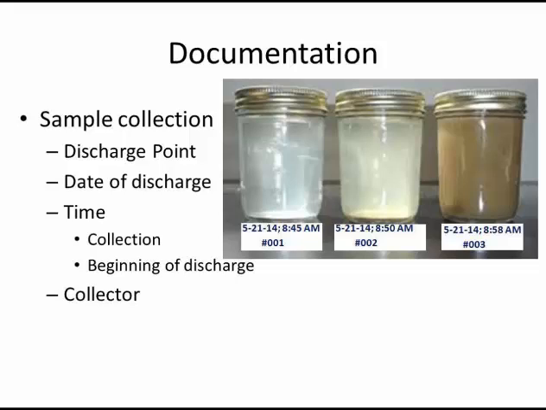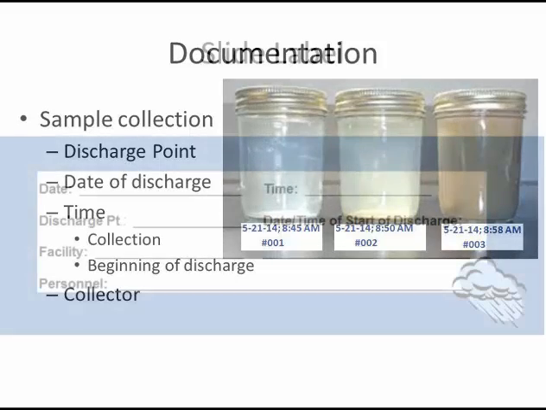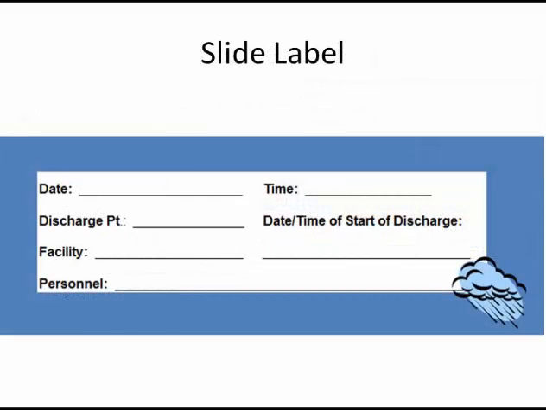Samples should be labeled with the discharge point number, the date and time of collection, and the date and time of the beginning of the discharge event. Please note that these labels for the jars on the slide do not include the date and time of the beginning of the discharge event. This example slide label includes the required information.